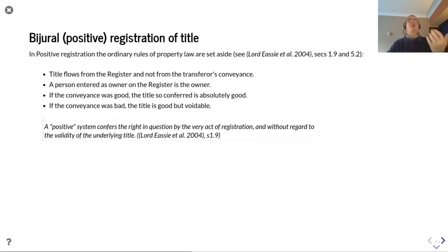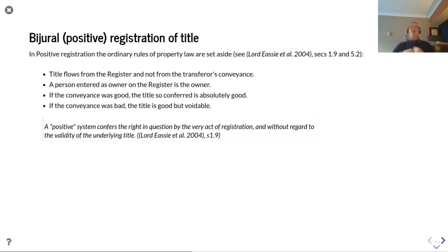So what happens in a bijural positive system, i.e. that used by the register of title? In positive registration, the ordinary rules of property law are set aside. Title flows from the register and not from the transferor's conveyance. A person entered as owner on the register is actually the owner. If the conveyance was good, the title so conferred is absolutely good. If the conveyance was bad, the title is good but voidable.